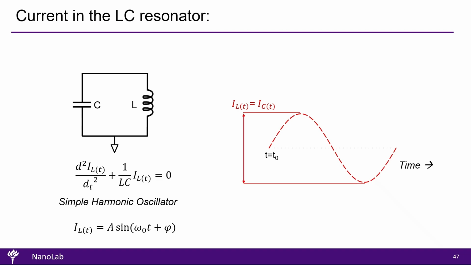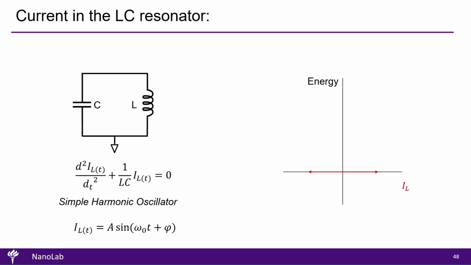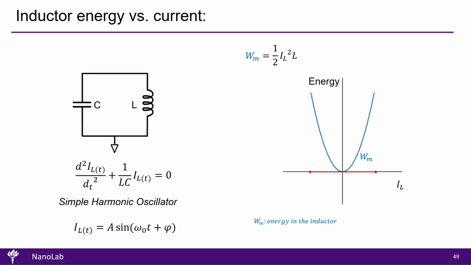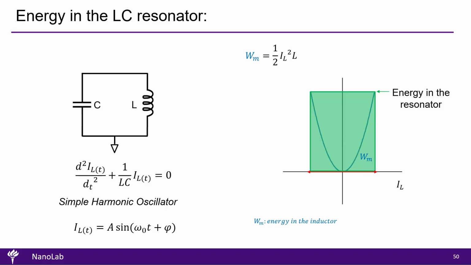Now we take the peak-to-peak amplitude of the current and place it on the x-axis of a Cartesian graph showing energy versus current. We then plot Wm, the energy stored in the inductor, represented by the blue parabola. At the ends of the red arrows, which indicate the peak current values, the energy in the inductor reaches its maximum, corresponding to the total energy in the resonator. When the current is zero, at the center of the plot, the energy in the inductor is zero, meaning all the energy is stored in the capacitor.